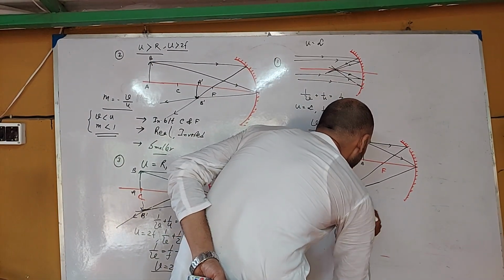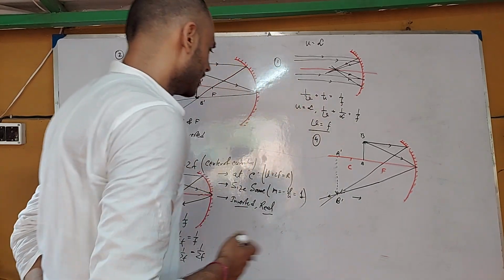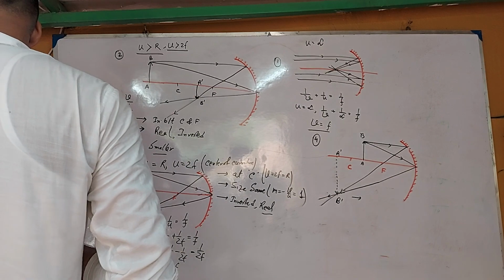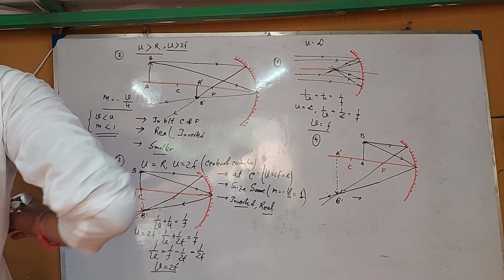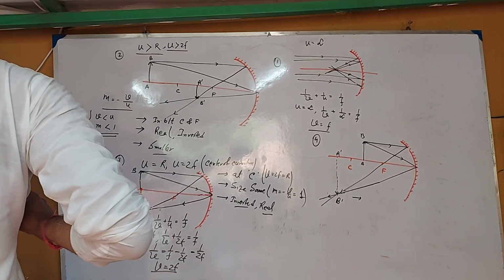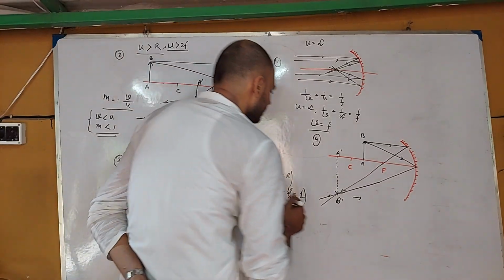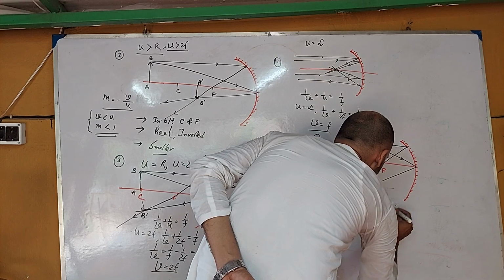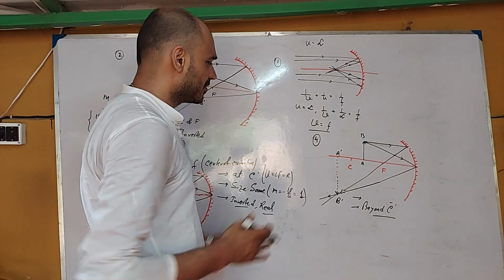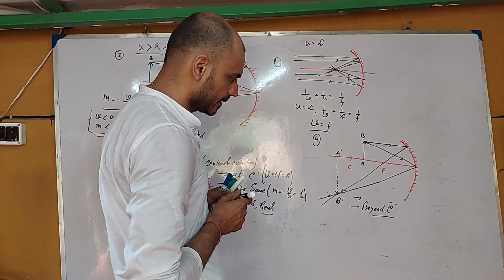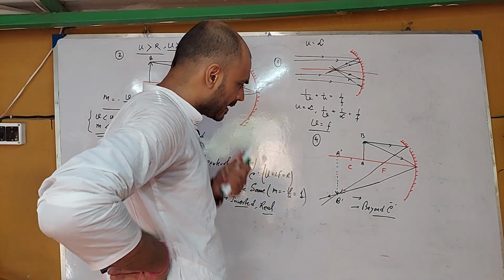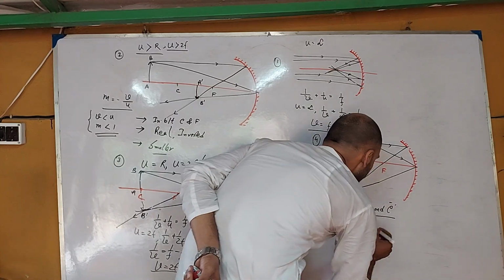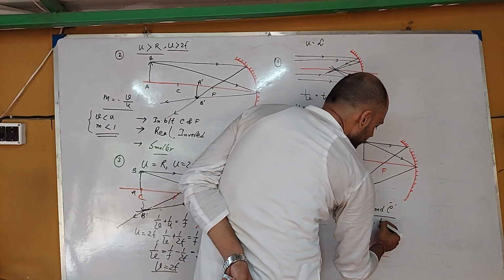Okay, so now here we see first that the image is formed beyond C. The image is formed beyond C, or the image is formed in between center of curvature and infinite. Now the second, this is also real, and inverted.